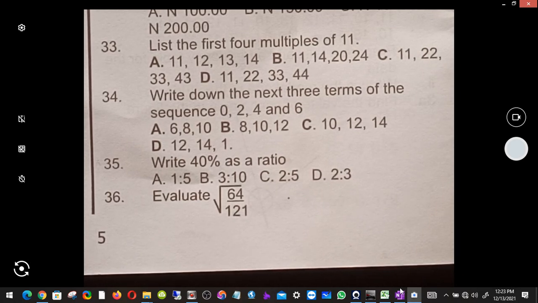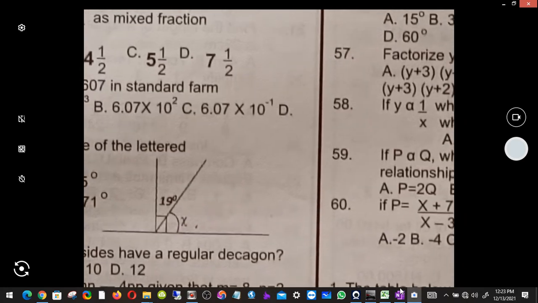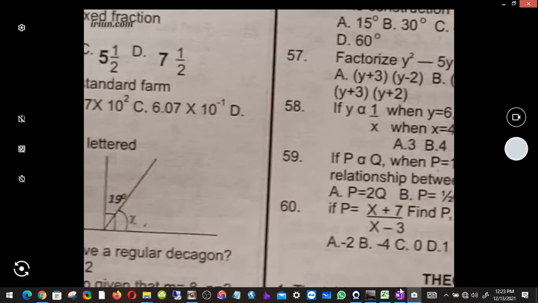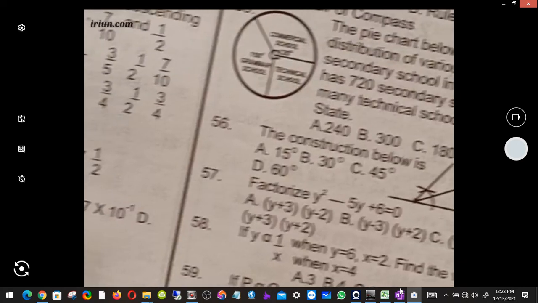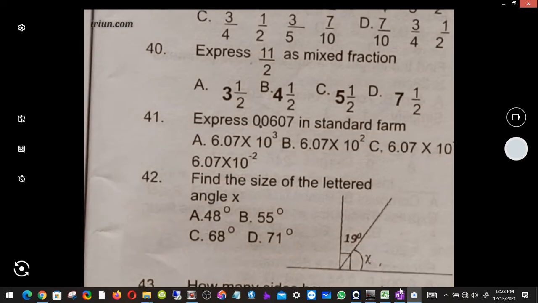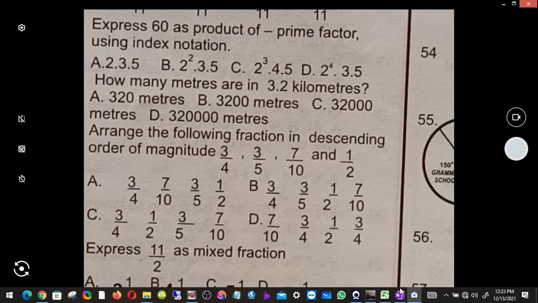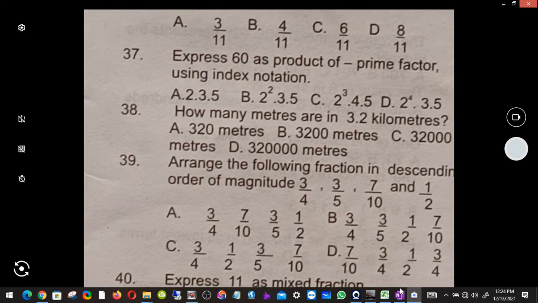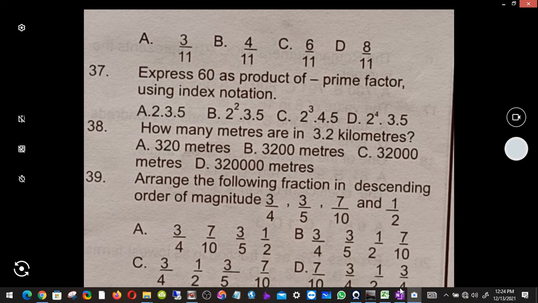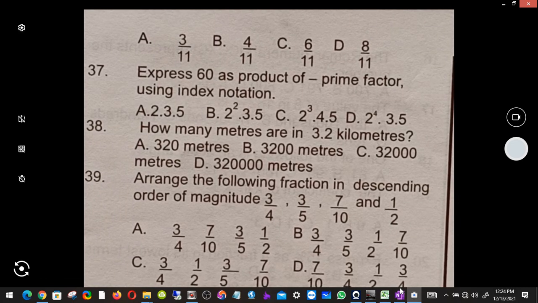Number 36. Evaluate the square root of 64/121. Square root of 64 is 8. Square root of 121 is 11. So 8/11. Next. Option what? That's option D. We're pretty fast this time around. What did we get? Option D, 8/11.